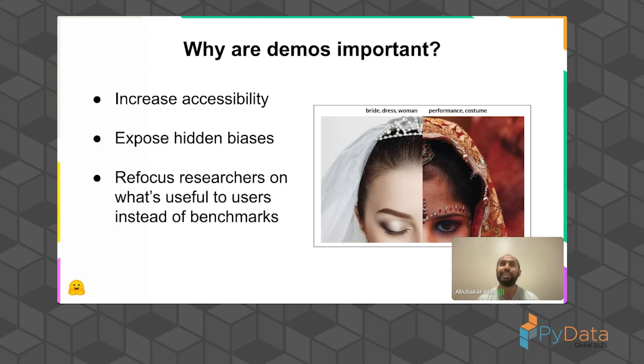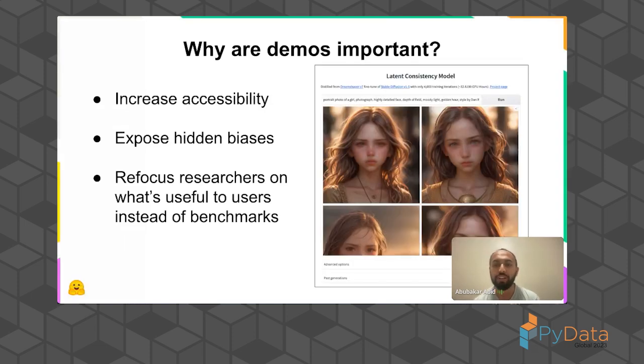And in fact, there's even a gap between the kinds of tasks that researchers care about versus what users care about. And demos can help refocus researchers. I'll just give a quick example here. This here is a very popular model, latent consistency model. In the last few weeks, it's gone super popular because it allows you to generate images using models that are consistent thematically and stylistically.